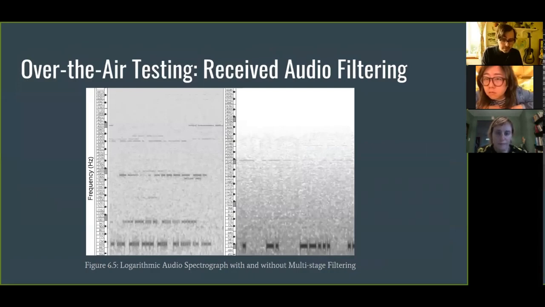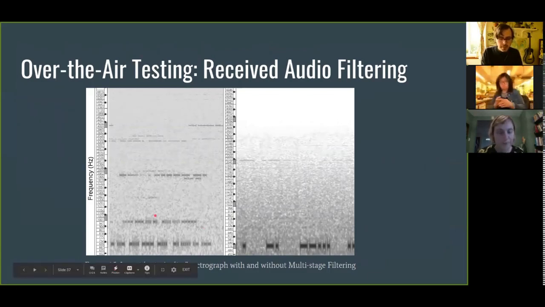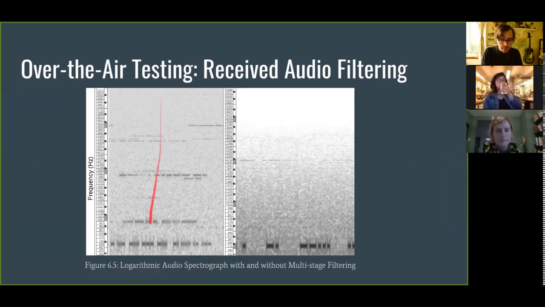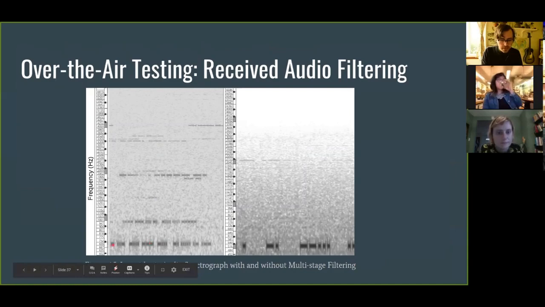And this is just kind of one of my favorite graphs of the recordings I made from the audio receiver. This is a logarithmic audio spectrograph. And on the left here, I didn't have any of these audio filters in. So down here, you can see N5AW in Marshall, Texas saying, "Thank you, Bob." And then these are all the stations just coming in on top of them, very loud.